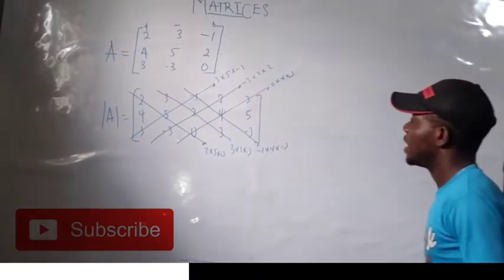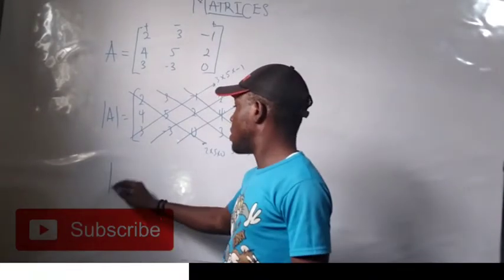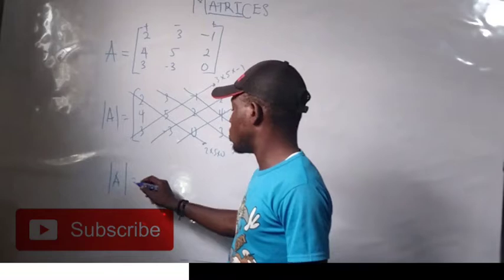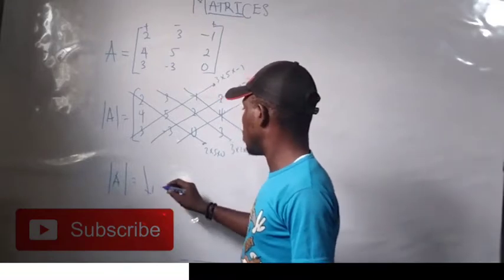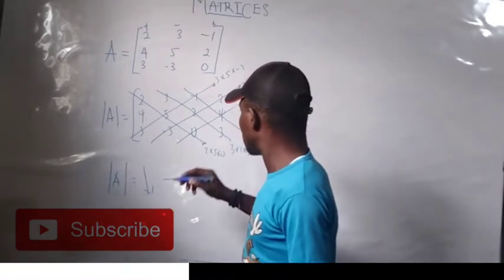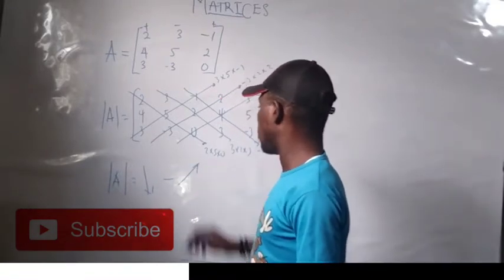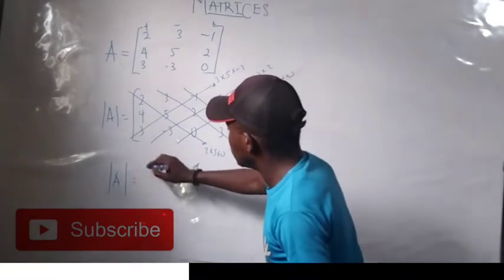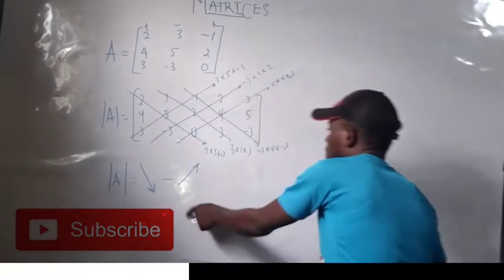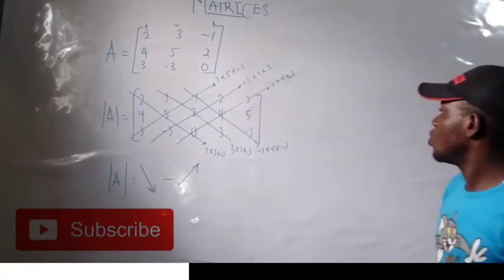So with this, I can easily say that the determinant of my matrix A is the down arrows minus the up arrows. In this manner, the arrow that came down like this, minus the arrow that went up like this. So on that note, what will I be having?